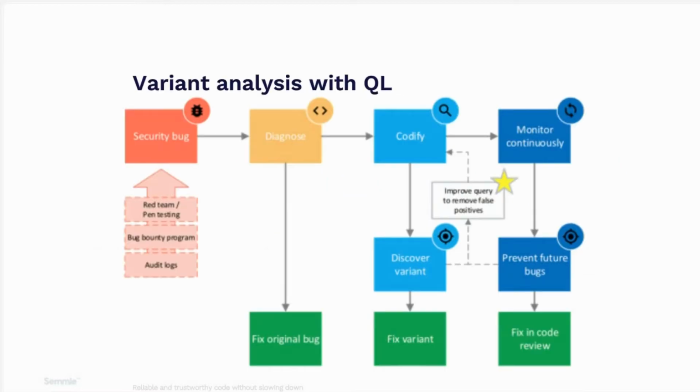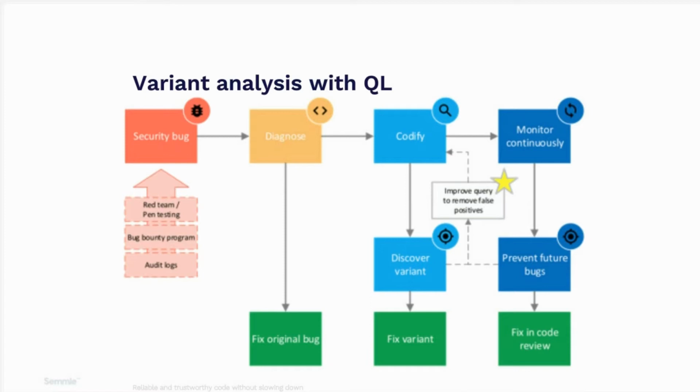All right, so now this is essentially the same slide that we saw before, but with a bit more detail added to it. It's got the same four main boxes: you've got a bug, you diagnose, you discover variants, and you prevent future bugs. But this is about how you can use QL to enhance this process. This slide was actually written mainly with security in mind, but the exact same principles apply to safety problems as well.